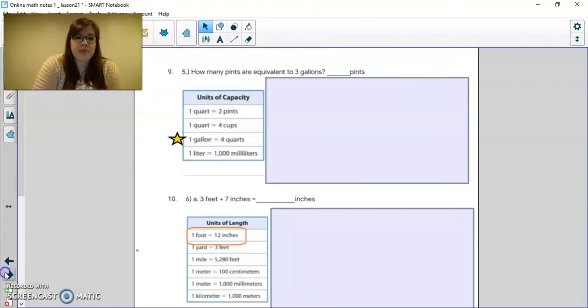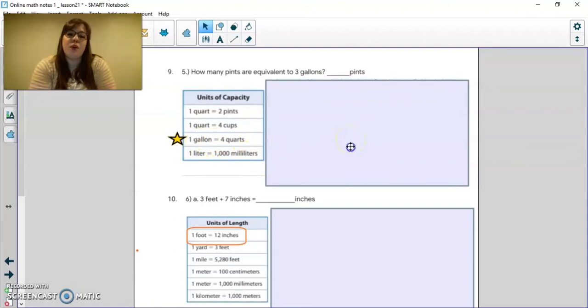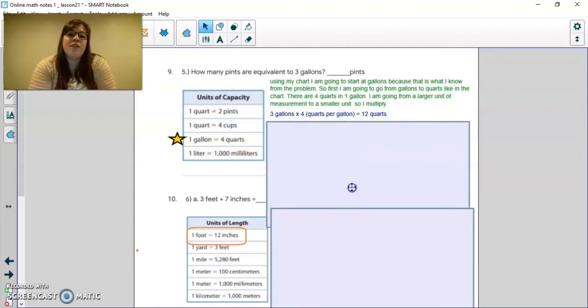Okay, so for our next problem we have how many pints are equivalent to 3 gallons? So I marked this right here. This is where I'm going to be starting in my chart. I can see that 1 gallon is equal to 4 quarts. So first, I'm going to have to figure out how many quarts I have in 1 gallon before I can figure out how many pints. So I know I'm going from a larger unit of measurement to a smaller unit, so I'm going to multiply.